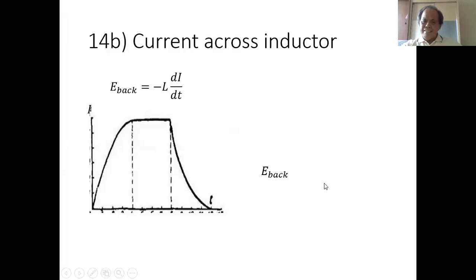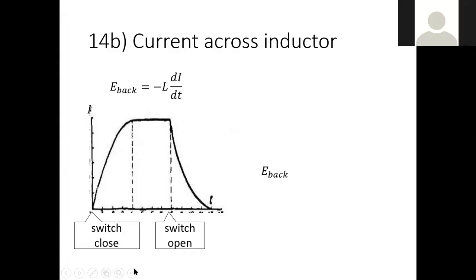So that is the current across it. Initially it rises when the switch is closed, and when the switch is open, the current also decreases. That's how the graph looks. Switch is closed, it rises, and after that, constant current, and when the switch is open, it decreases.